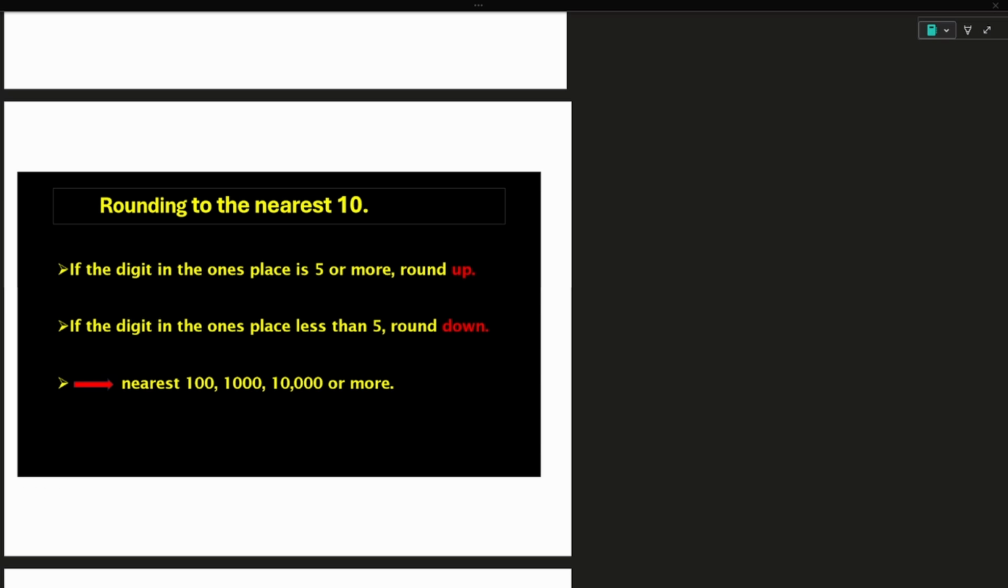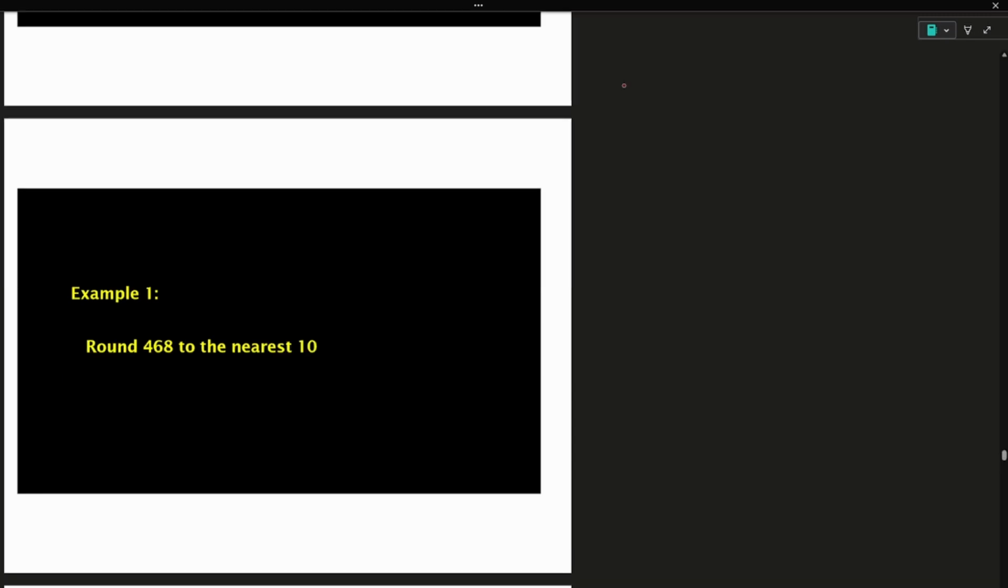Now, let's look at some examples. And I will be using a place value chart in my examples to make it easier to understand by those students or learners who are new to rounding. In example 1, we are asked to round 468 to the nearest 10.